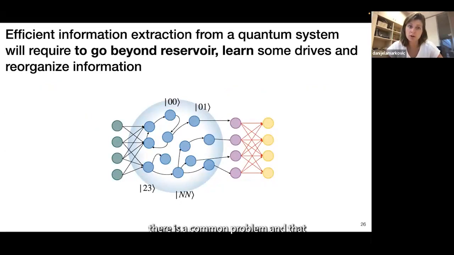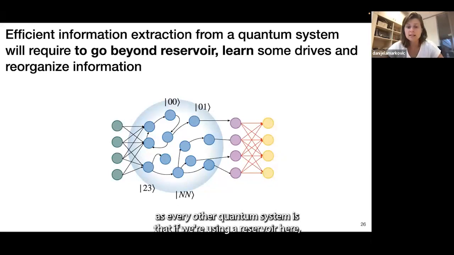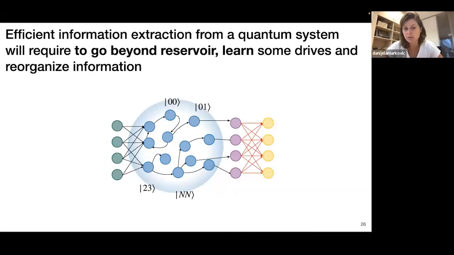Nevertheless, there is a common problem that exists both for qubits and oscillators, as for every other quantum system: if we're using a reservoir here, we need to measure a certain number of outputs. And after each measurement, we have destroyed the system. So we need to prepare it again. We need to send all the inputs again, measure again, and repeat this plenty of times.